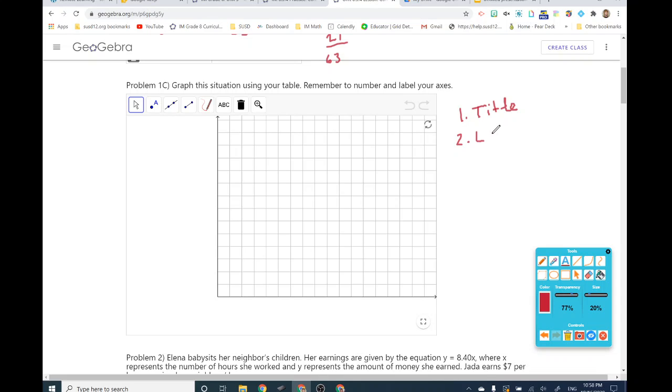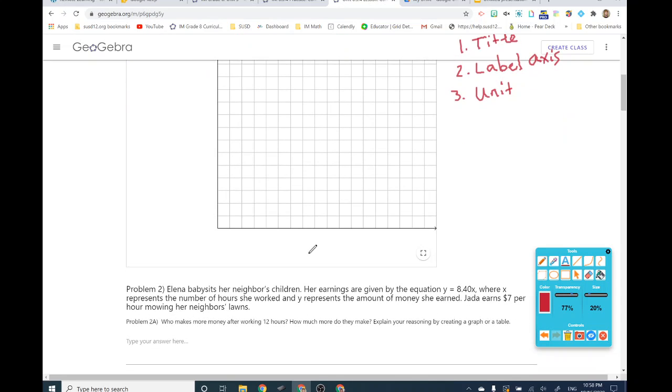Next, I want to see labeled axes. So I'll just put on here label axes, both axes, X and Y. The third thing I want to see is your units must be specified. Put the units in parentheses. Let me show you what I mean.